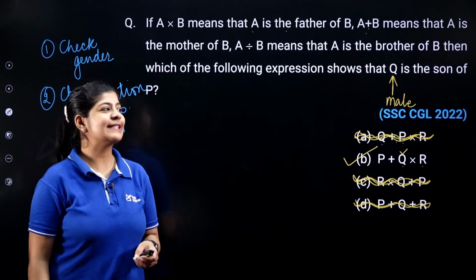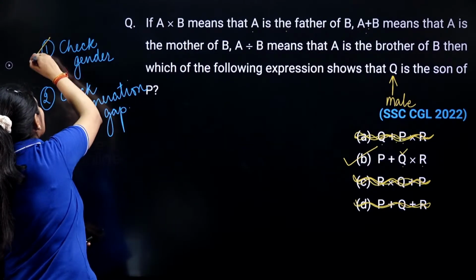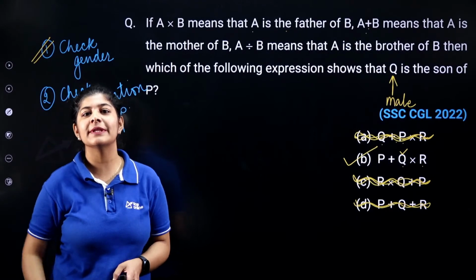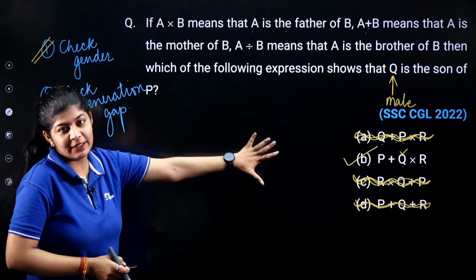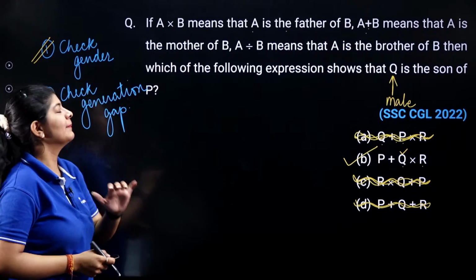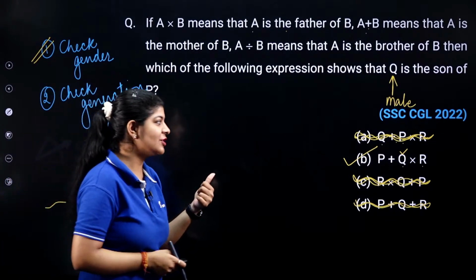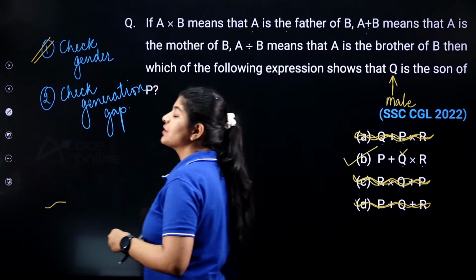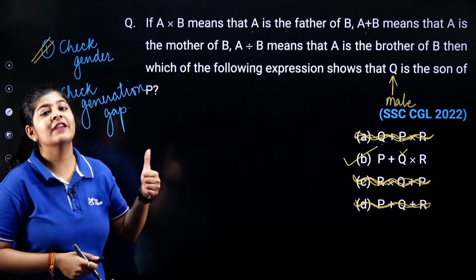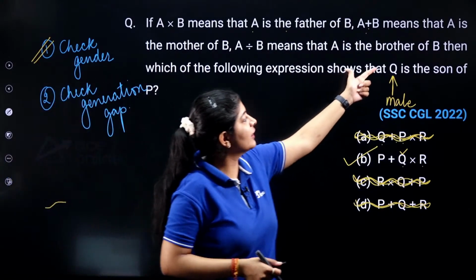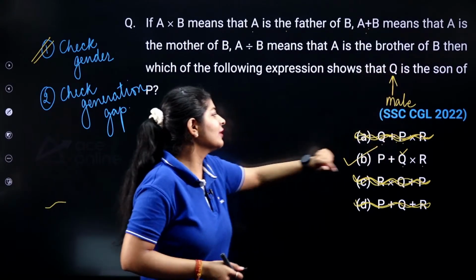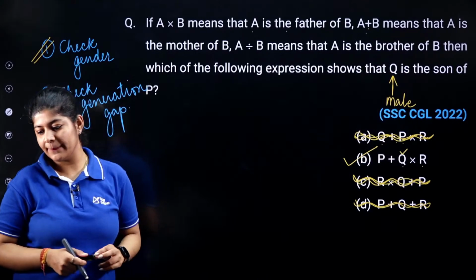This is very easy. With the help of step 1 only, we just determined our answer as our option number B. There is no need in this particular question to go with our step number 2 or just to check the generation gap. Because in the rest options, we are getting Q as female. But here we want Q as our male candidate, not the female candidate. So the correct answer over here is your option number B.